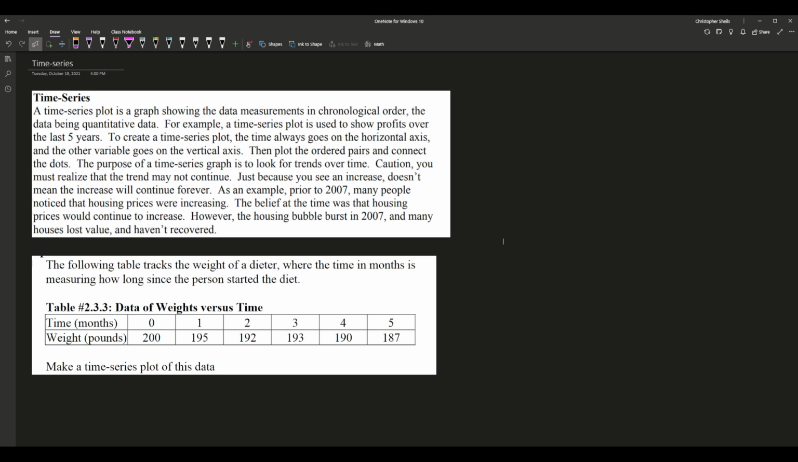You want to be careful because you have to realize that the trend may not continue. Just because you see an increase doesn't mean that this increase will continue forever. As an example, prior to 2007, many people noticed that housing prices were increasing. The belief at the time was that housing prices would continue to increase. But the housing bubble burst in 2007, and many houses lost value, and some have still not recovered.